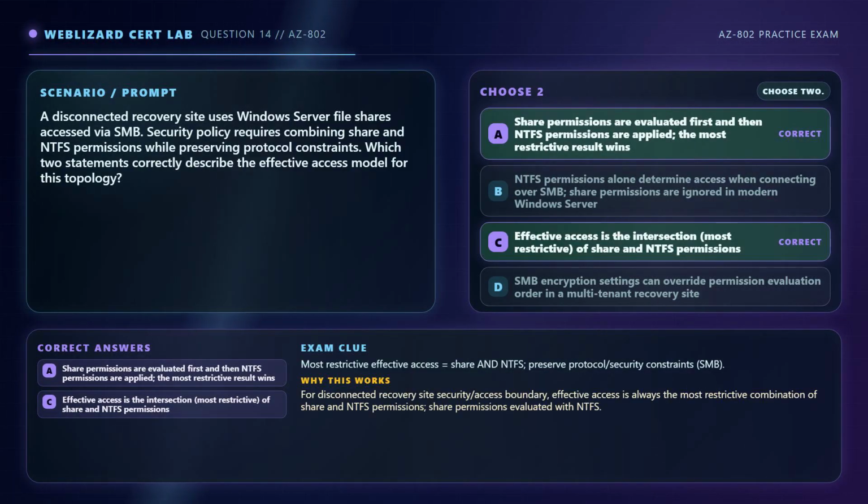For disconnected recovery site security and access boundary, effective access is always the most restrictive combination of share and NTFS permissions. Share permissions are evaluated with NTFS. Most restrictive effective access equals share and NTFS. Preserve protocol and security constraints, SMB.